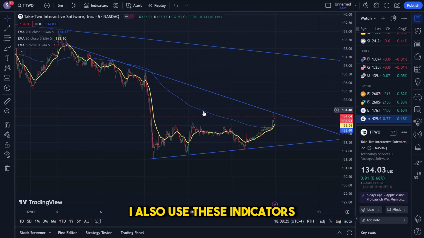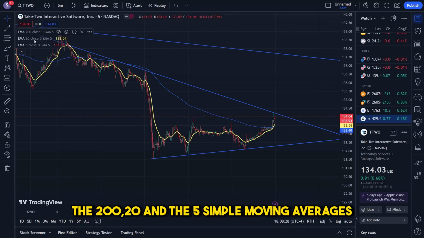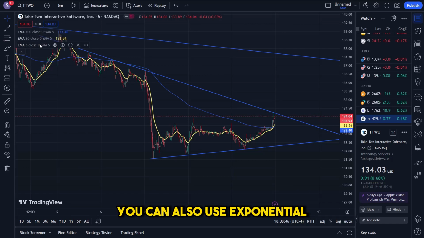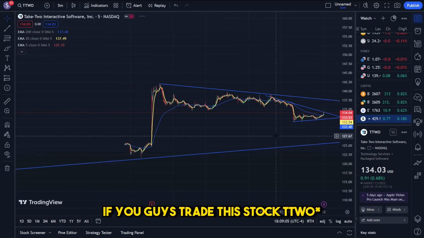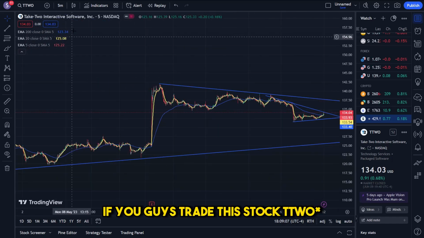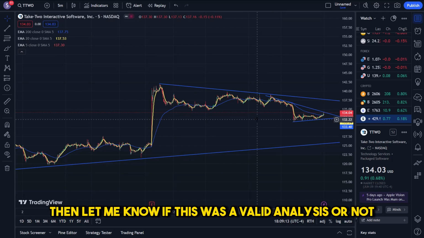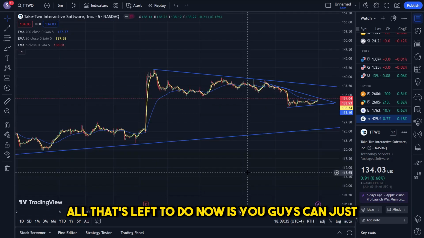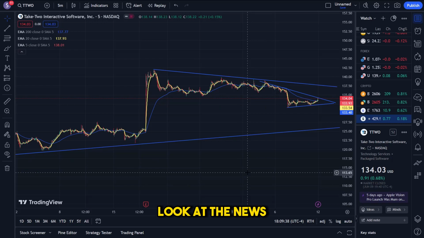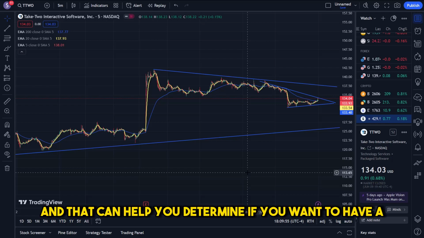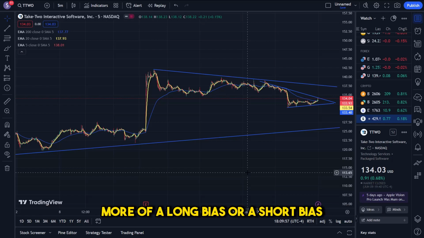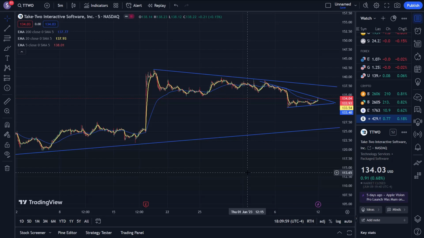I also use these indicators, the 200, the 20, and the 5 simple moving averages. If you want, you can also use exponential. It's almost the same thing. It doesn't really matter. But yeah, if you guys trade this stock, Twillo, then let me know if this was a valid analysis or not. All that's left to do now is you can look at the news maybe, like what's popping with the company. That can help you determine if you want to have more of a long bias or a short bias. And that's all I gotta say.